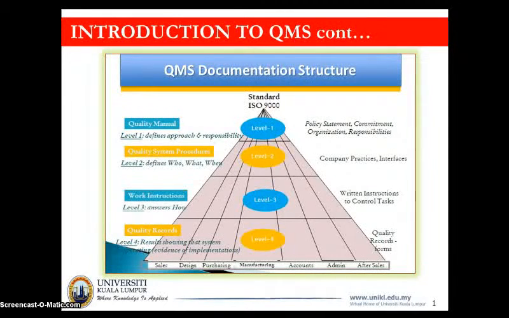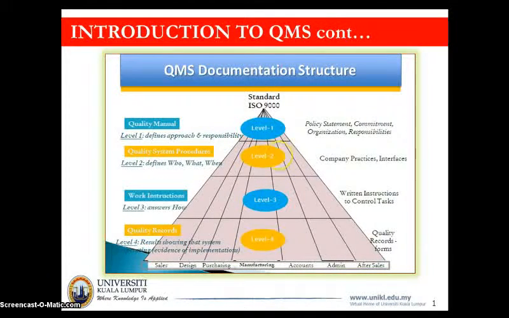Now, for a QMS, there are 4 levels of documentation structure. The first level, level 1, which is on top of this pyramid, is called the quality manual. This level 1 documentation will define the policy statements, the organization's commitment, and the organization's responsibility. It will define the approaches and responsibility of the organization.